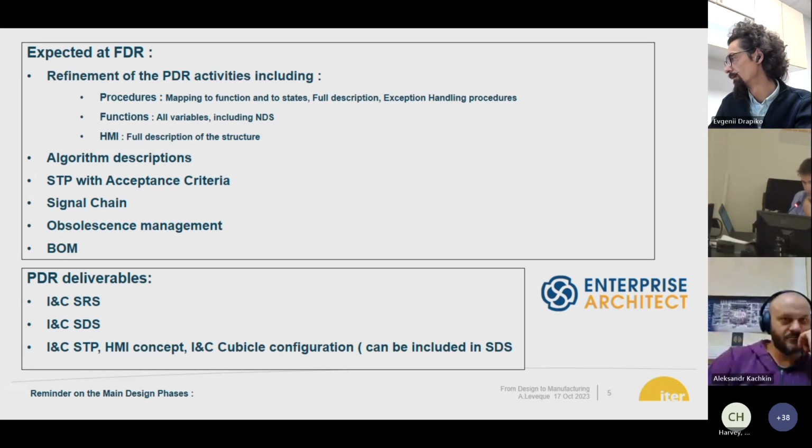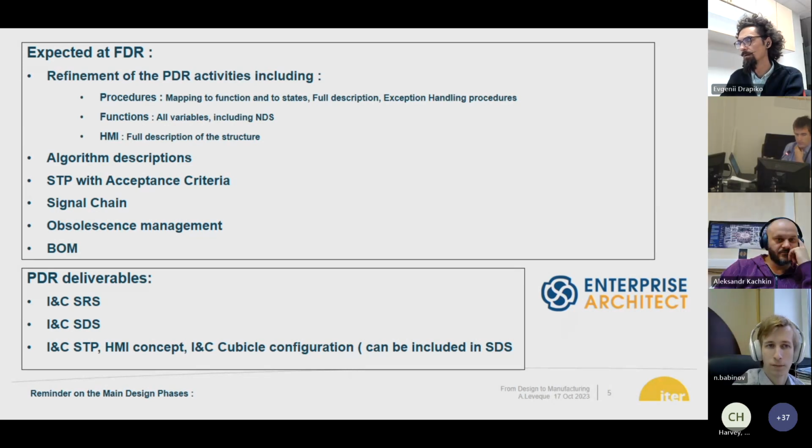For procedures, we want to have mapping to function and to state, a full description, exception handling and procedures. We want to have all variables. We want to have a full description of the HMI and a full description of the algorithm. We want to have the STP with all the acceptance criteria included, signal chain fully developed, obsolescence management, and a bill of material. Everything again done with Enterprise Architect.